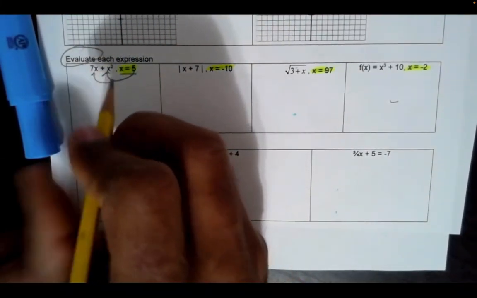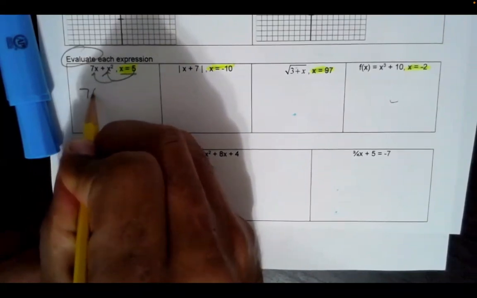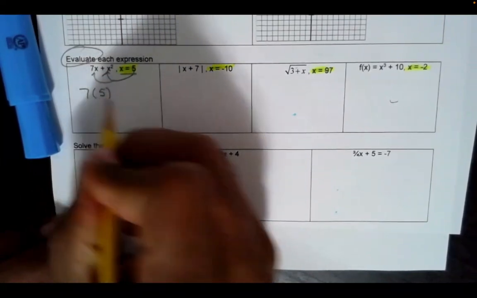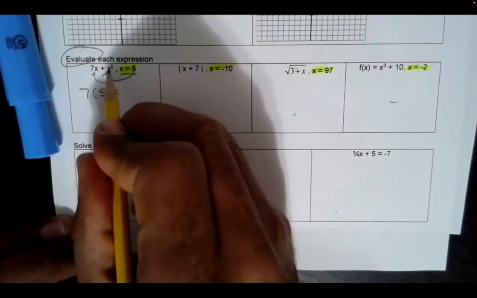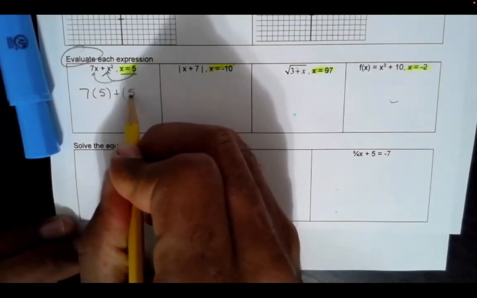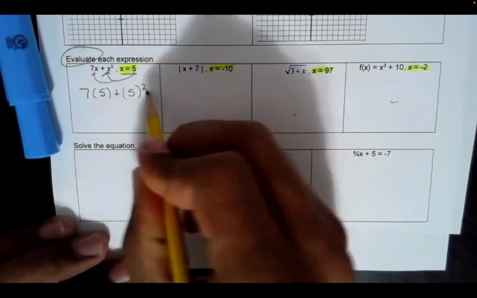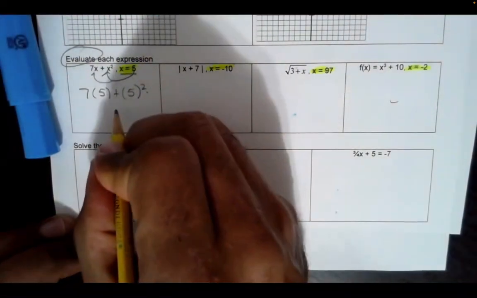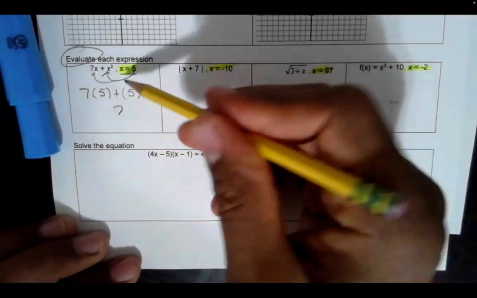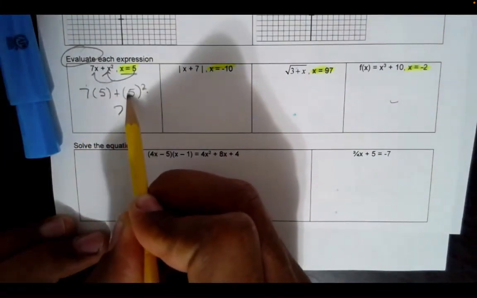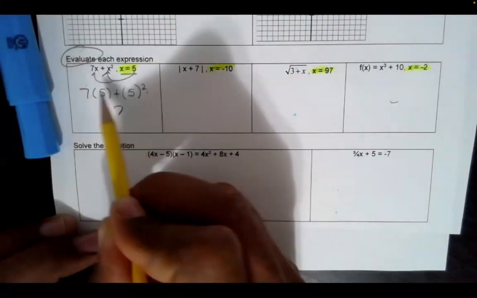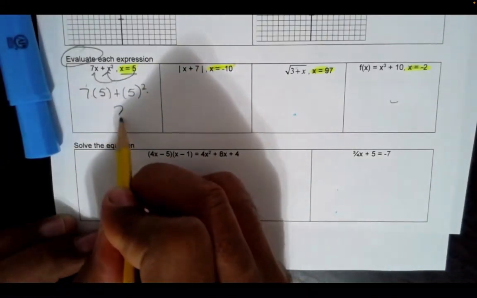So remember, when you plug it in, I write parentheses and replace the x. So here again, parentheses again, and then I write the square, the 2, and now I need to calculate that. You guys need to figure out how much is that. Okay, multiply 7 times 5, and then remember 5 squared is 5 times 5, and then add those together. Okay, and then you get your answer.